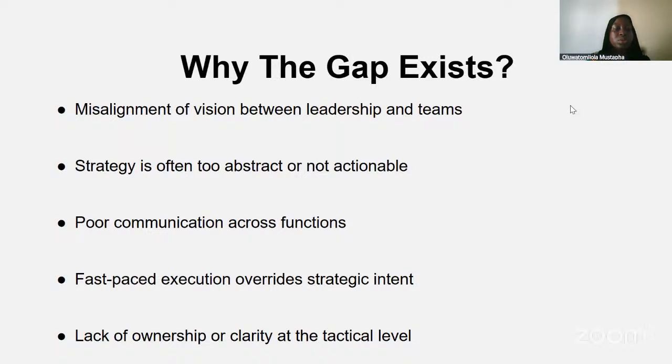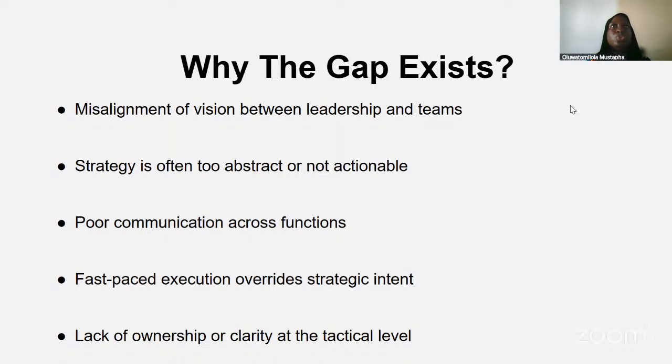Then another gap that exists is that fast-paced execution overrides strategy intent. So for example, you've been working on this project, and then someone comes to you and says there's an event going on where you have to pitch these products that you've been building. The only thing on your head now is that maybe you're having a hackathon or something, and you've had that project for a while, and someone is telling you, come and present in this hackathon.